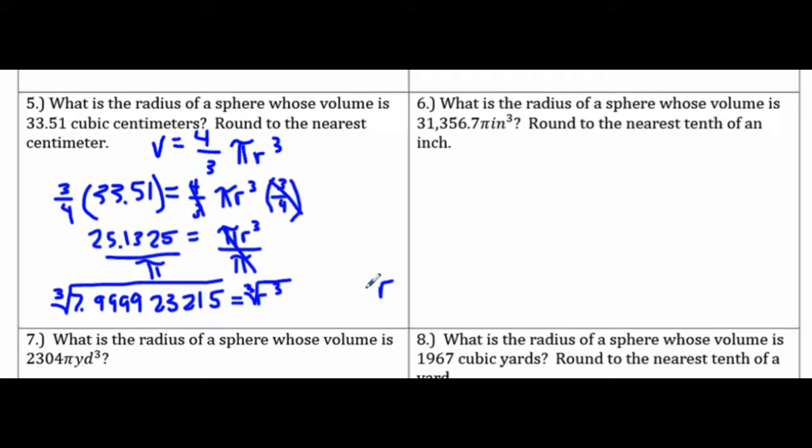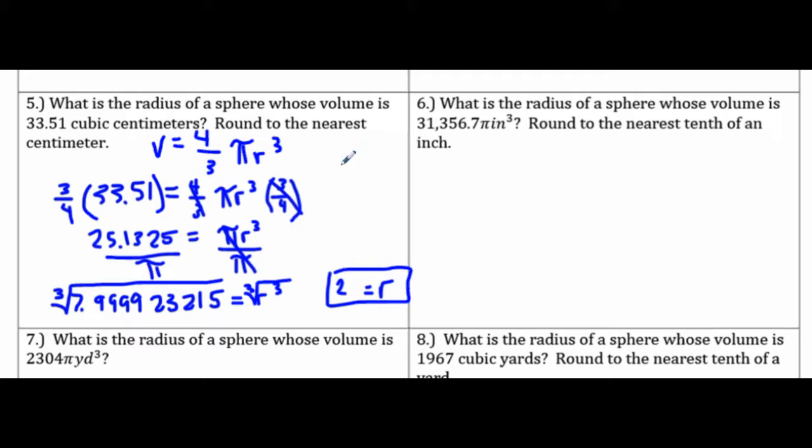And I know I'm not showing you the calculator, but follow with me. To do the cubed root in the calculator, you press the math button, and you're going to see the cubed root. It's option 4. So press math, you'll see it. Select that, and then you type in that long decimal that we had, the 7.99 number. And when rounding to the nearest centimeter, it comes out to be 2.